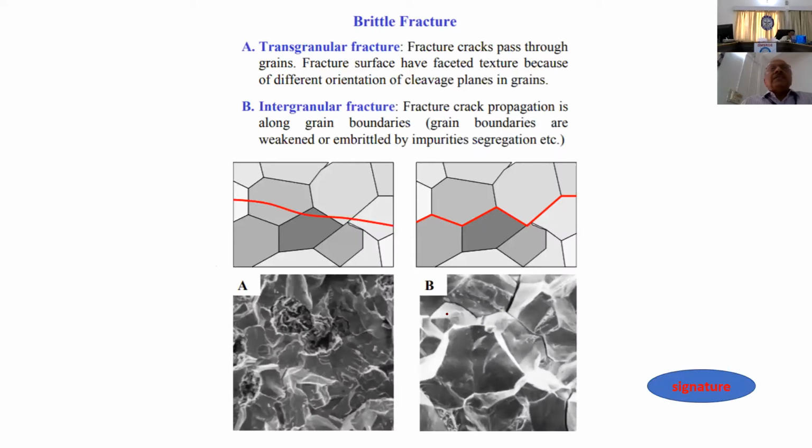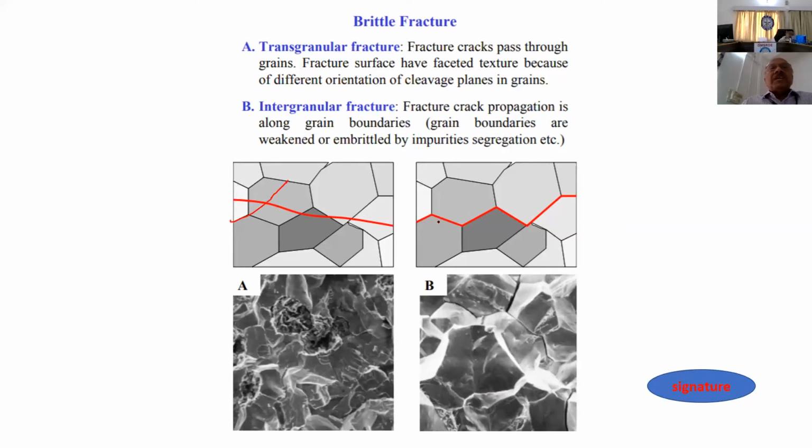And a fracture can be transgranular or it can be intergranular. Transgranular fracture means the fracture is across the grain. So a brittle fracture itself can be transgranular or intergranular. When we say brittle fracture is transgranular, that means the fracture cracks pass through the grain, and the fracture surface will have a faceted texture. That is due to the cleavage of crystallographic planes in the grain, and the crack will propagate very fast along these crystallographic planes. So that is what is shown schematically here. The red line shows a crack passing across the grains.